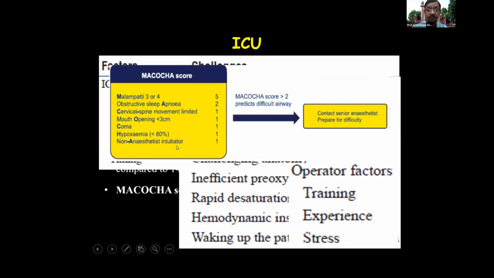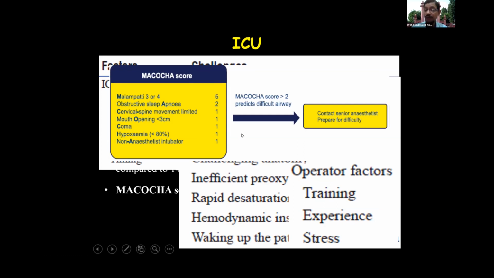Now, this is the MACOCHA score, which has seven parameters and a total score of 12. If the score is more than 2, then always anticipate that this patient can have a difficult airway. Most importantly, in the intensive care unit, try to document it, because when you are assessing, the patient is conscious and cooperative, so you do not need to go for intubation. But subsequently, when the patient deteriorates, he will probably not be cooperative. At that point of time, you will not be able to assess the difficulty.